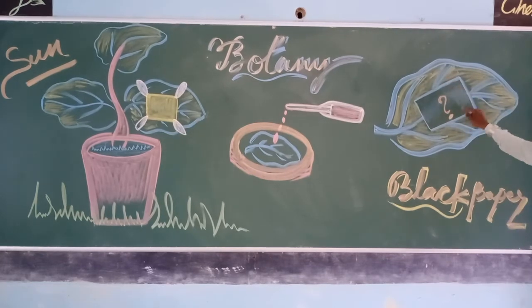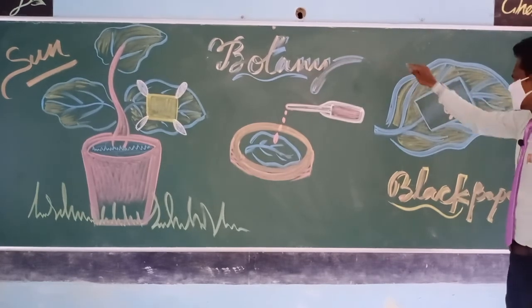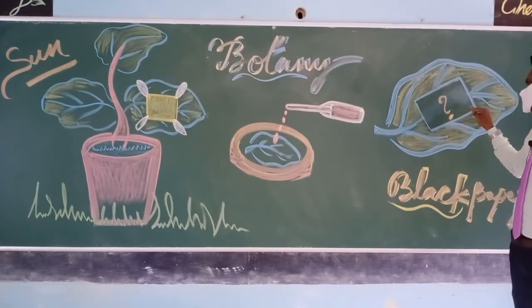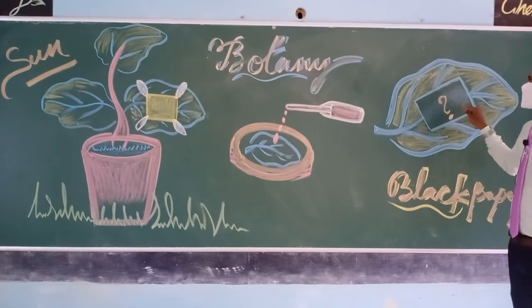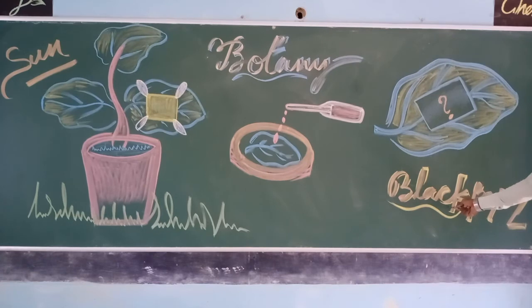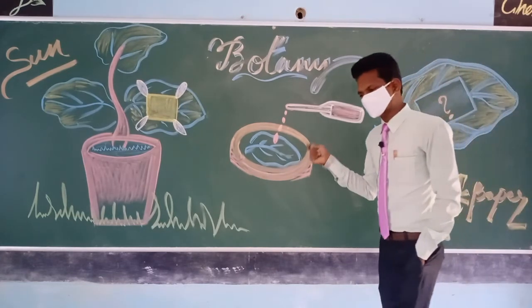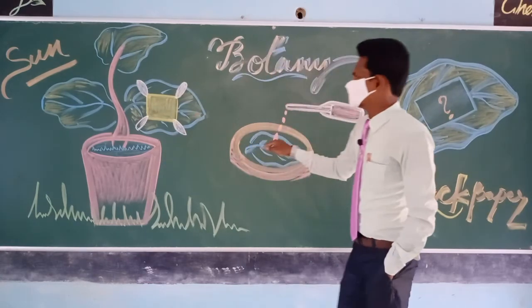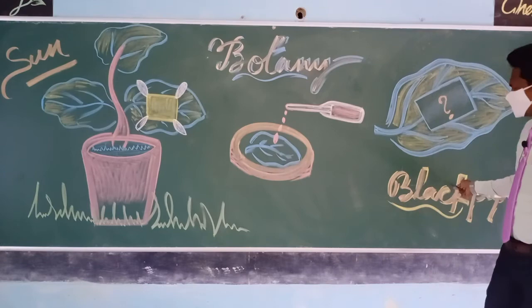So here we have fixed the black paper. This black paper prevented the photons or sun rays from entering that part of the leaf, because due to the absence of sunlight, photosynthesis is absent. I mean starch preparation is absent, dear multicellular organisms. So this experiment is also known as the black paper experiment. To prove sunlight is necessary, we can conduct this experiment.